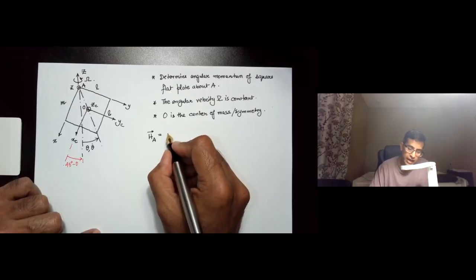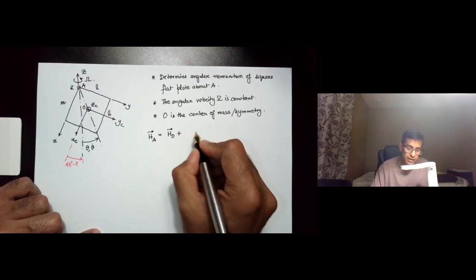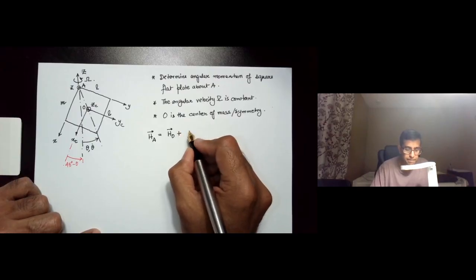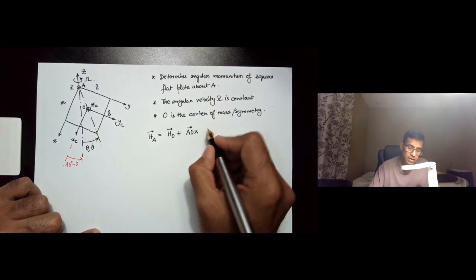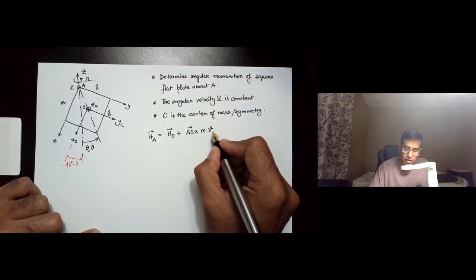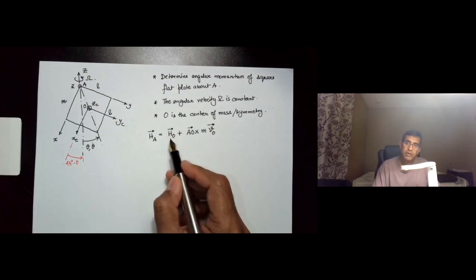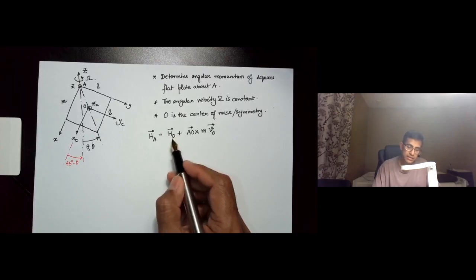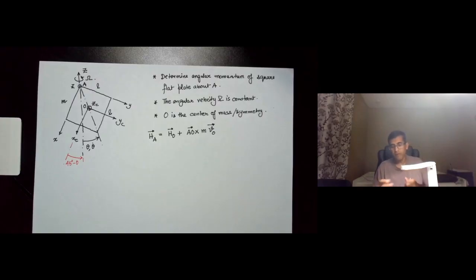So we will take the approach that the angular momentum about A of this square flat plate is equal to the angular momentum about the center O plus AO cross m times V_O. This first part is the angular momentum of the rigid body about its center of mass, and this is the angular momentum of the rigid body due to the motion of the center of mass.